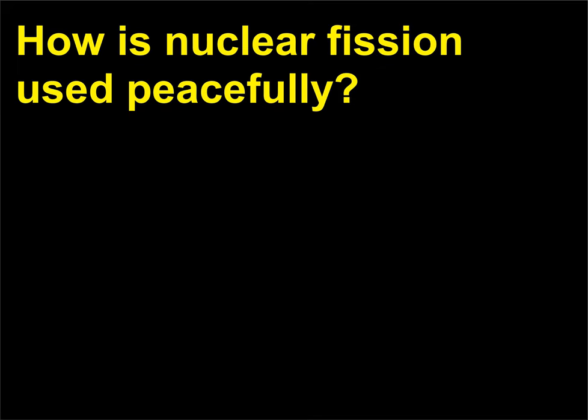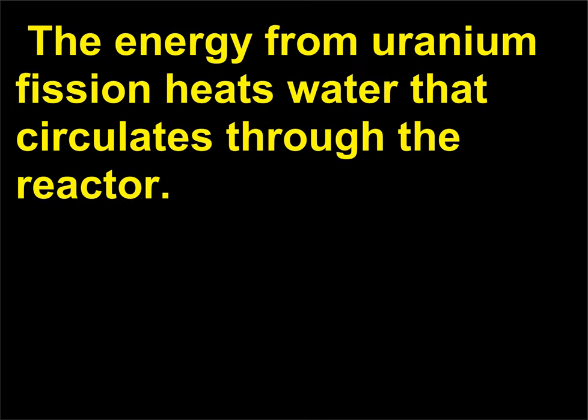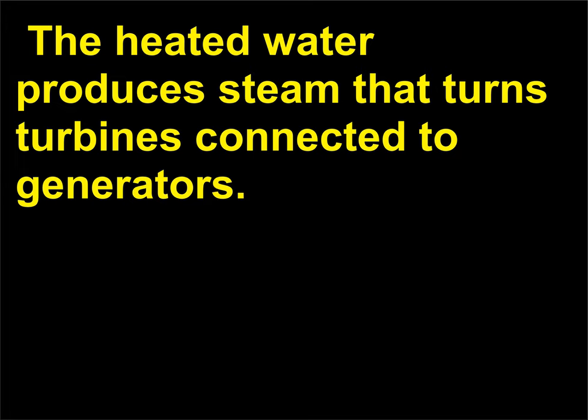How is nuclear fission used peacefully? Nuclear reactors produce electric power. The energy from uranium fission heats water that circulates through the reactor. The heated water produces steam that turns turbines connected to generators.